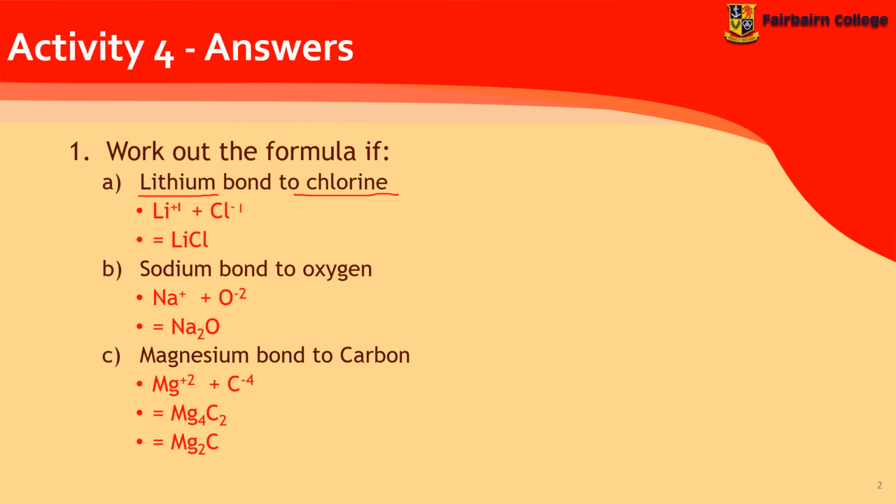And then for the next one, magnesium and carbon. Magnesium has a valency of +2, and carbon -4. So if we take that over, we see it's Mg4C2. But you would notice that both of these have a common denominator, which is 2. So we can divide 4 by 2, and we can divide 2 by 2. Then it becomes Mg2C1, and we don't write the 1, so it's just Mg2C.